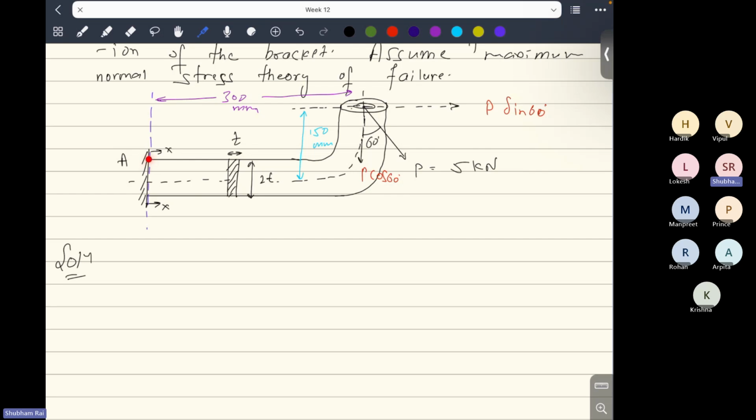Here the maximum normal stress will be here. Other than that, this P sine 60 degree will generate axial force also here, because it is just like pulling. If you cut the cross section from here, and we apply the moment, the moment due to P cos 60 degree will be here somewhere.